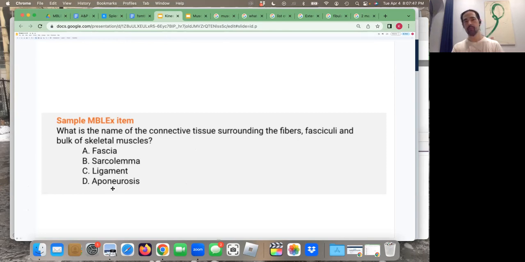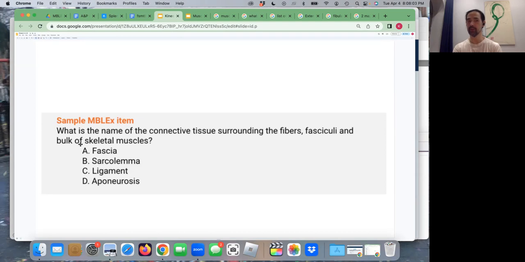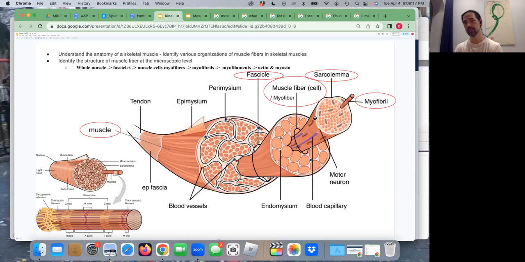And because the real answer, if they're really asking you about the bulk of skeletal muscle, is not listed. If they're not asking you about the bulk of the muscle and they're asking about fibers, it'd be the sarcolemma. But fibers and the bulk of skeletal muscles are two different things. Fasciculi also are different from fascicles. So fasciculi are not the muscle fascicles. You guys, hopefully you remember this.